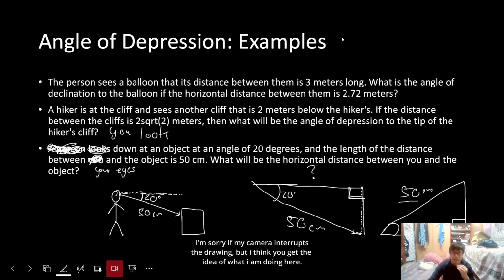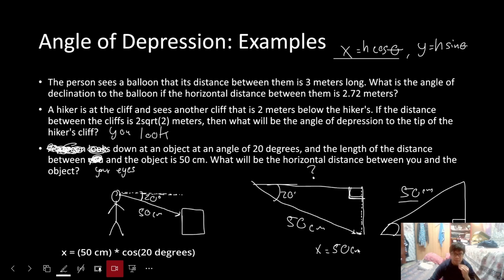Recall that if you're looking for the horizontal side, or basically the base, you will use this: x is equal to the hypotenuse times cosine theta. On the other hand, if you're looking for the length of the vertical side, it should be hypotenuse times sine theta. Since we are looking for the horizontal distance, we are going to use this. So x is equal to your hypotenuse, 50 centimeters, times cosine of 20 degrees.